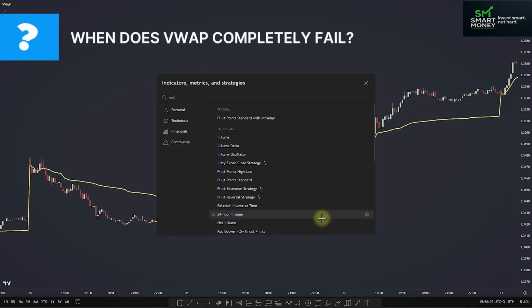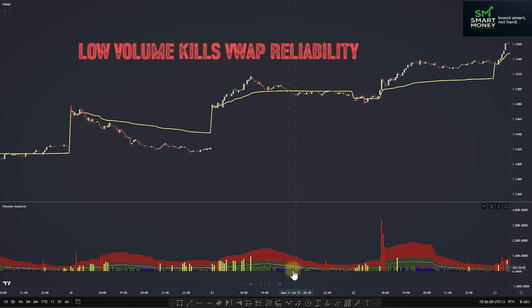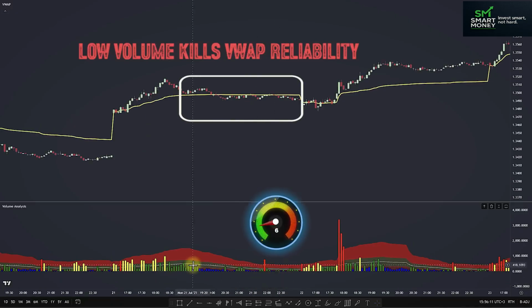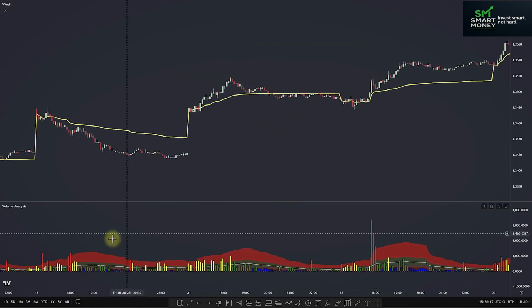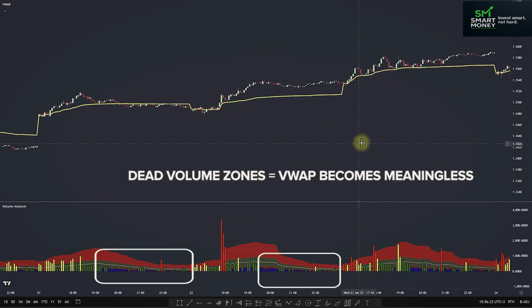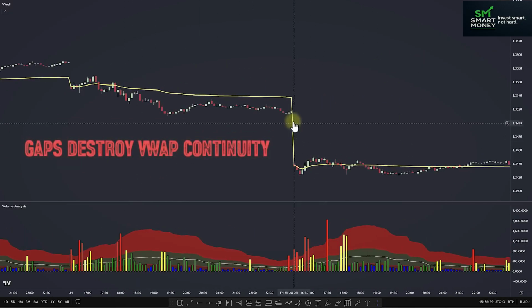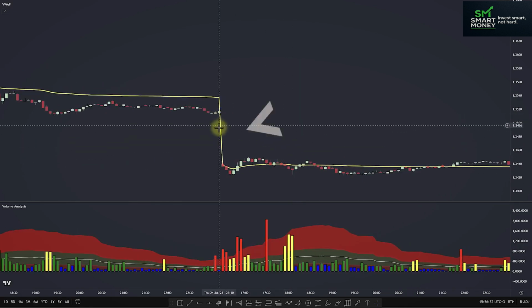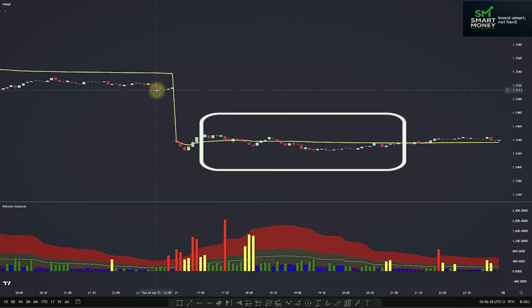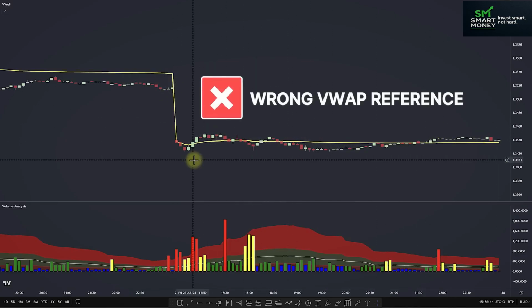Here's when VWAP stops working, and most traders have no backup plan. Low volume kills VWAP reliability. When volume drops below 30% of average, VWAP moves on so few shares that it loses meaning. During these dead zones, price can drift through VWAP with zero resistance because no institutions are participating. The problem gets worse with overnight gaps. A 3% gap completely breaks VWAP continuity. The session VWAP starts in no man's land, while the real battle happens at yesterday's VWAP. Most traders don't realize they're using the wrong reference point.